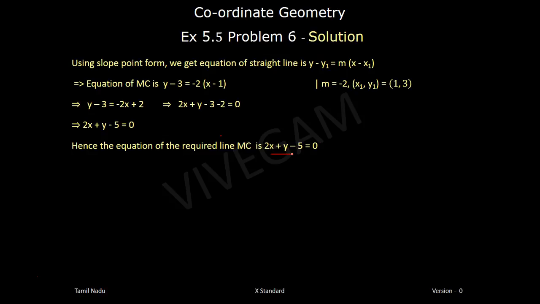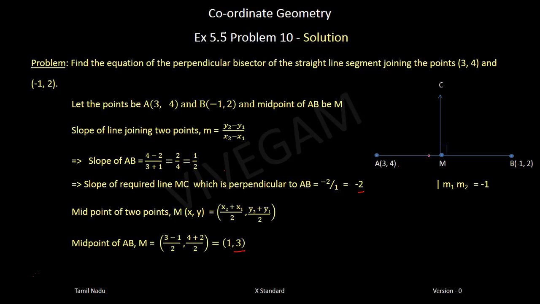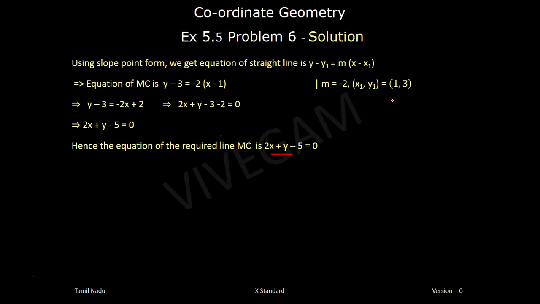You got it? So the way we are doing it, we are finding the slope of this line AB. From there you are finding the slope of MC using the principle that the product of the slopes of perpendicular lines is m1 m2 equal to minus 1, right? Then you are finding the midpoint of AB, which gives us 1 point on the straight line. Now we have 1 point on the straight line and we have the slope. Thereafter, use this information in the slope point form, y minus y1 equal to m into x minus x1, and calculate the equation of the straight line.